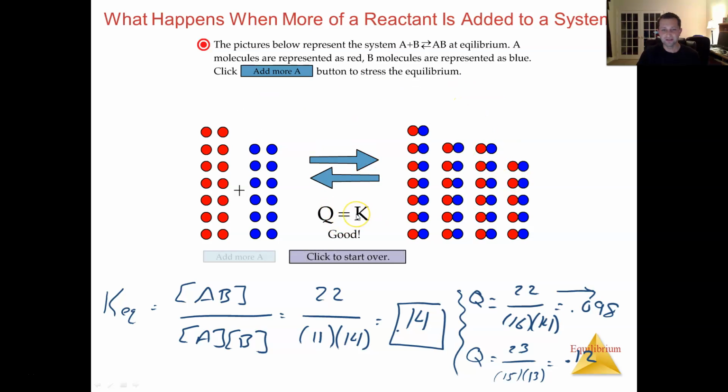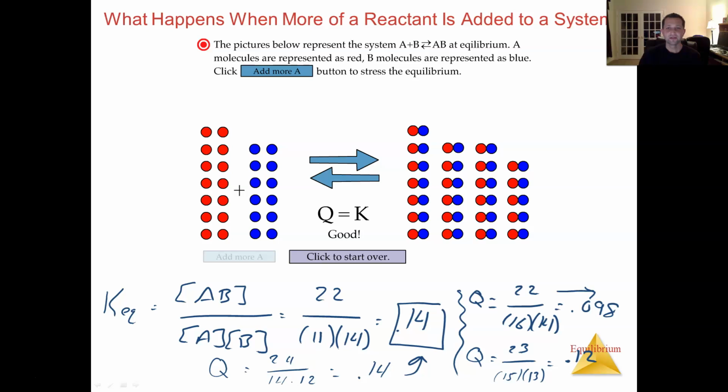And now the simulation tells us that Q is equal to K, which apparently is good, which it is. So if I figure out my Q value again, my final Q value here, Q is equal to 24 over 14 times 12. And that'll give you a Q value of 0.14, which is the same as your KEQ value. So as we shifted to the product side, equilibrium was reestablished. So Q is equal to KEQ. And you know that because your Q and KEQ values end up being the same again.